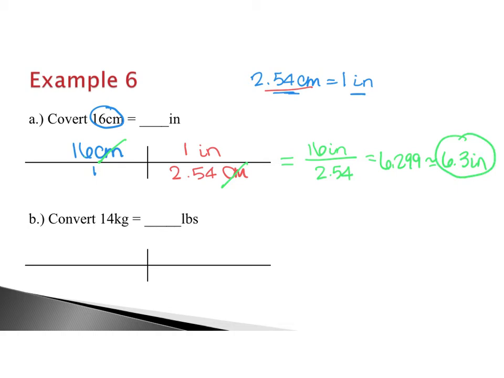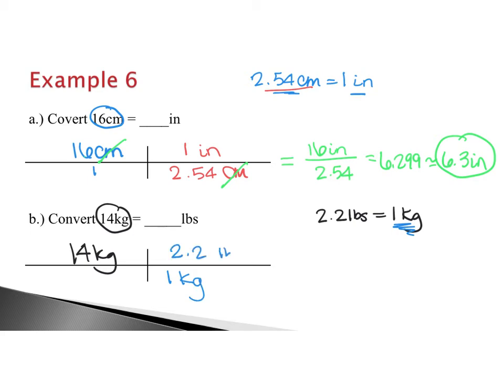Okay. Likewise, for part B, I'm told that I have to convert 14 kilograms to pounds. And I'm going to tell you that it's 2.2 pounds for every 1 kilogram. So again, I'm going to start out with what I was given. I was given 14 kilograms. Okay, I want kilograms to cancel out. So when I look at what was given here, that means I have to put that unit of 1 kilogram on the bottom. And my 2.2 pounds goes on the top.